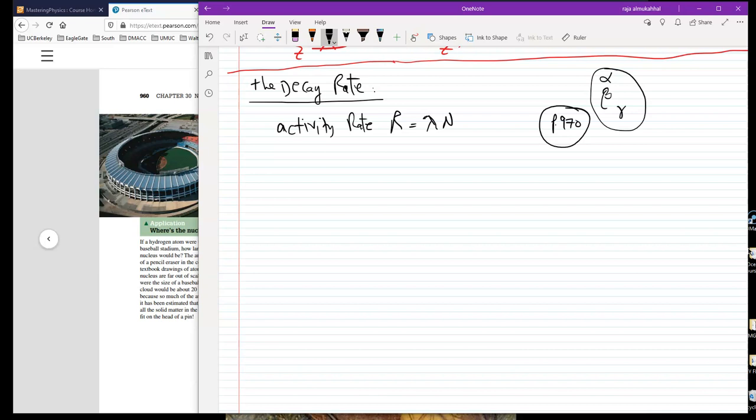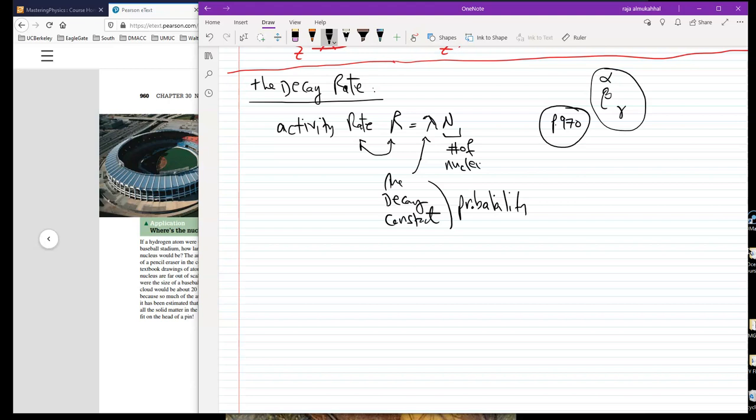I'm just going to be brief here. I'm going to give you the basic formulas, and then we'll start doing some problems. So this is called the activity rate, and it's equal to lambda n. N is the number of nuclei, and the R here is the decay rate, the activity rate, and lambda here is the decay constant. I like to call it the probability constant. And it's a unique number for any radioactive sample.